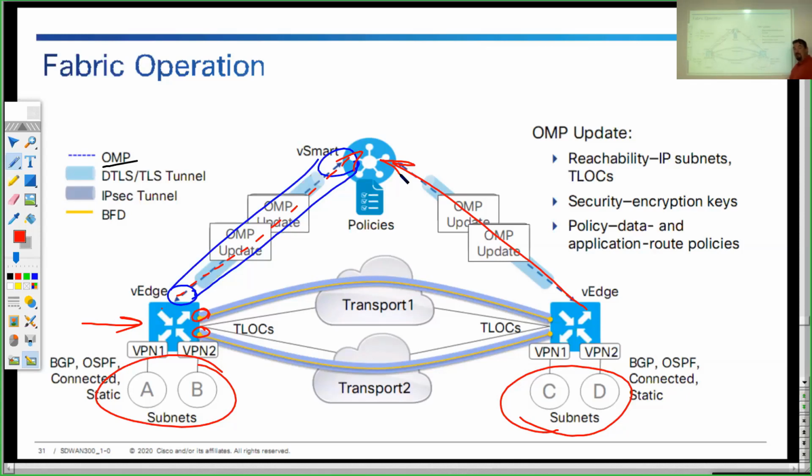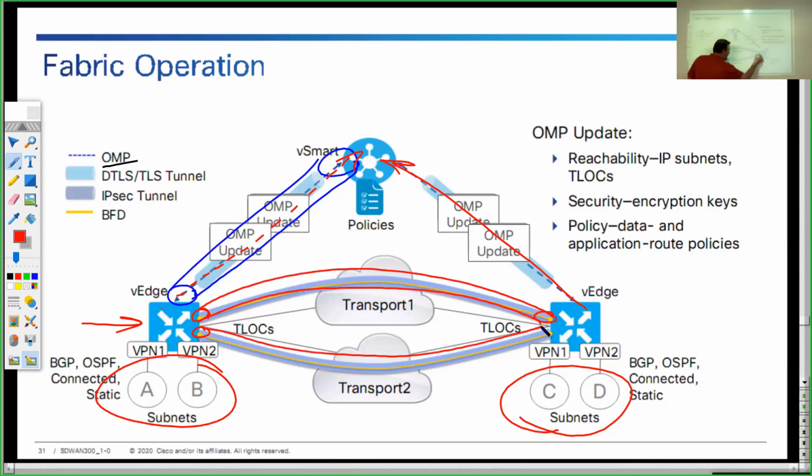And I'm going to advertise two different types of routes. The system routes, how to reach C and D over here, and the TLOC routes, how to get to the system IP that we have on this vEdge device. That then allows us to create these VPN tunnels back and forth between my TLOCs at each location.